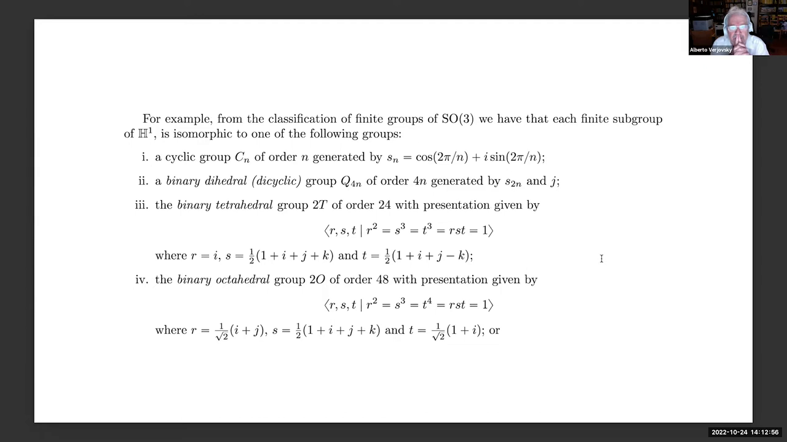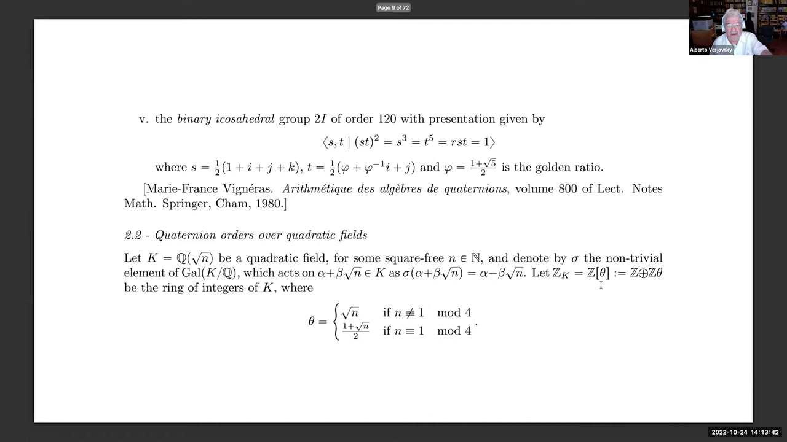Well, there's a classification of finite subgroups of SO3 that dates back to Felix Klein. The finite groups of the rotation group are the cyclic group of order n, living in an environment of an axis and a plane, rotating by 2 pi over n, the binary or dicyclic group, the binary tetrahedral group, the binary octahedral group, and the binary icosahedral group. These come from the symmetries of the classical Platonic solids: the tetrahedron, the octahedron or cube, and the icosahedron you have here. And here are very beautiful lecture notes by Marie-France Vignéras, Arithmétique des algèbres de quaternions. It's a really beautiful thing where you can see all that.